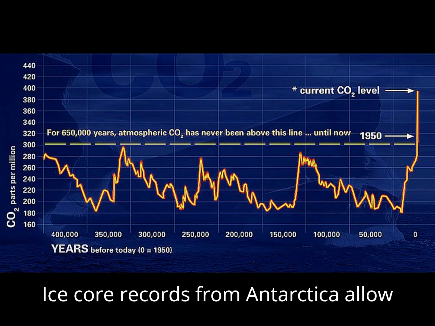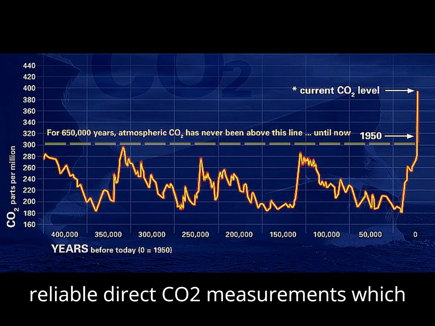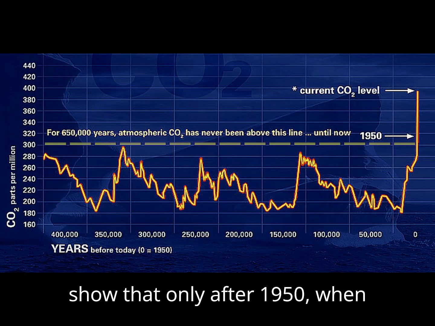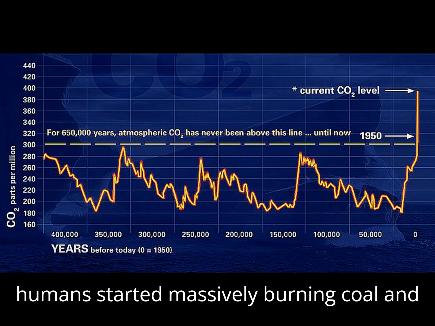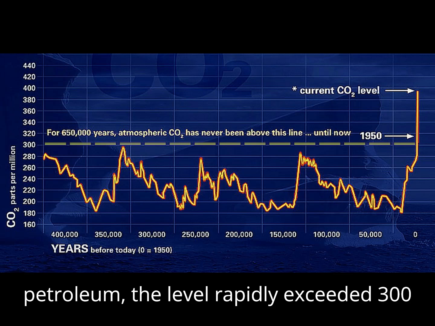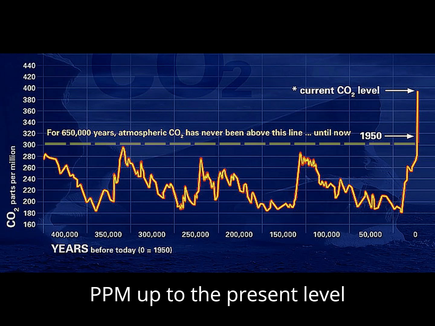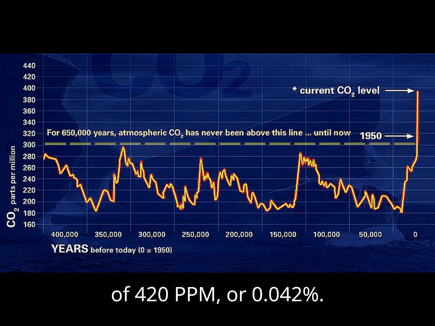Ice core records from Antarctica allow reliable direct CO2 measurements, which show that only after 1950, when humans started massively burning coal and petroleum, the level rapidly exceeded 300 ppm, up to the present level of 420 ppm, or 0.042%.